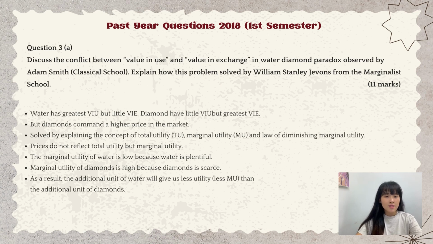However, prices do not reflect total utility but marginal utility. The marginal utility of water is low because water is plentiful, but the marginal utility of diamonds is high because diamonds are scarce. As a result, an additional unit of water will give us less utility than an additional unit of diamonds. So, people would rather have an additional diamond than an additional unit of water, given a large stock of water. That's all for question 3A.